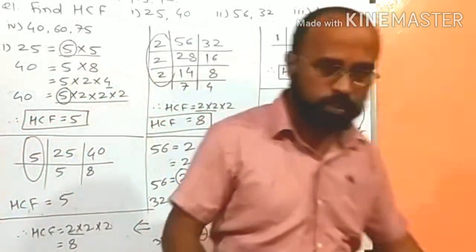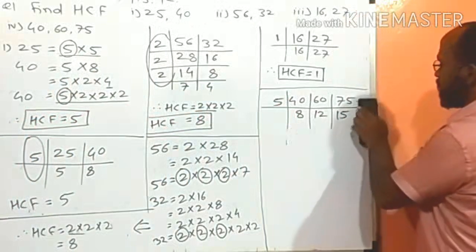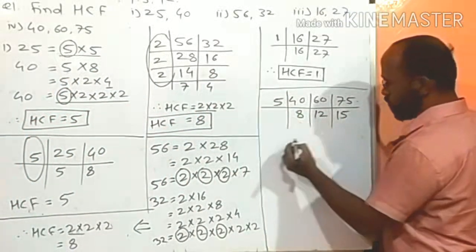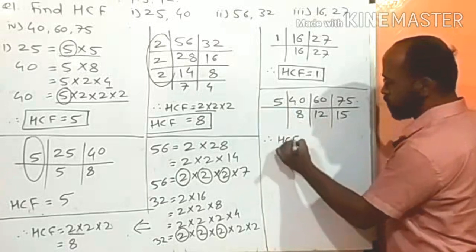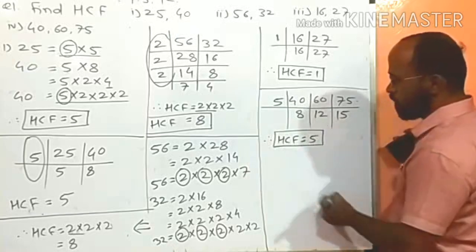And what is the HCF? HCF is nothing but the multiplication of numbers in the first column, and only 5 is there in the first column. Therefore HCF is equal to 5. I hope it is clear for you. Okay friends.